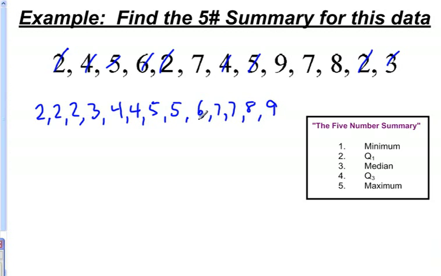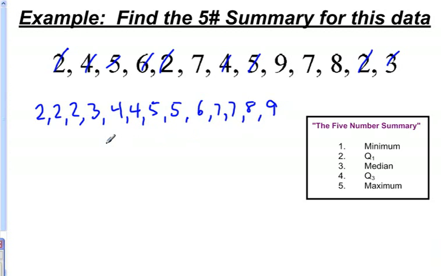Okay, there's our data all listed out in order. That's a good start, and that's going to help me figure out what my median is. That's kind of what I need first, although I could do minimum and maximum first if you wanted to. So let's see how many numbers we have. 1, 2, 3, 4, 5, 6, 7, 8, 9, 10, 11, 12, 13 numbers.